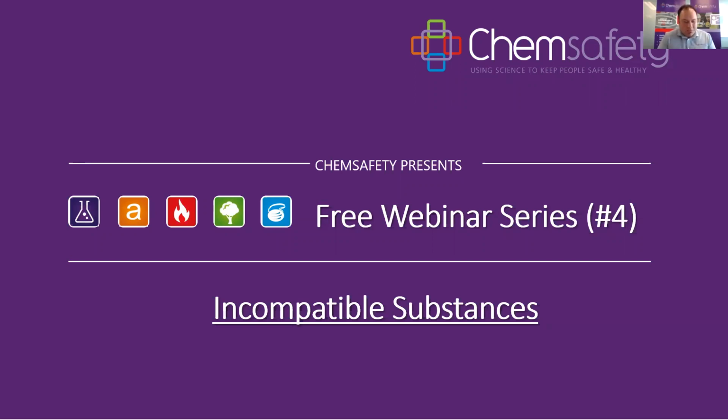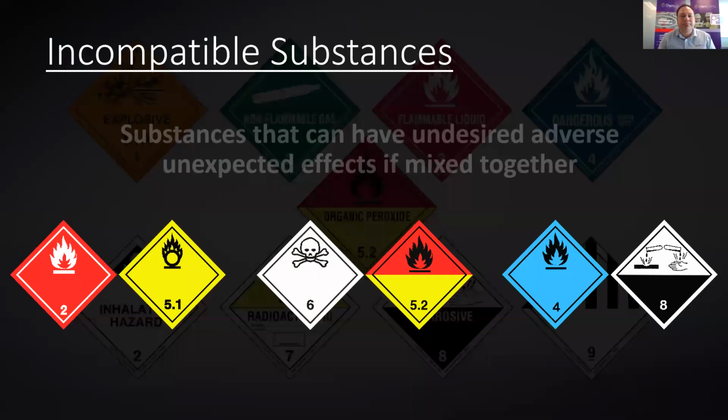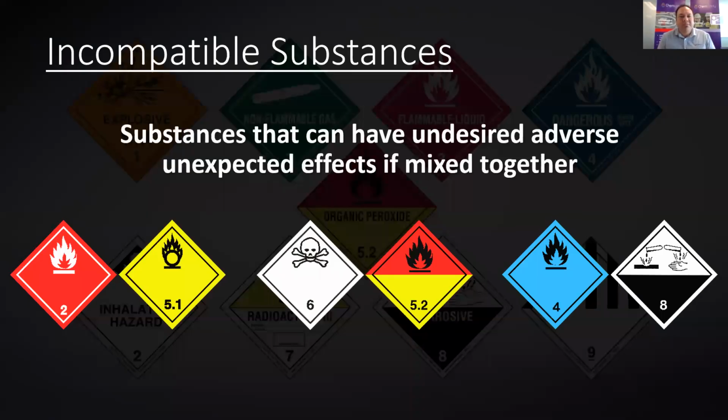So I guess what we should do is start with the basic question of what an incompatible substance is. So what are incompatible substances? These are substances that can have undesired, adverse, unexpected effects if mixed together. Okay, so that's basically what it is by definition.